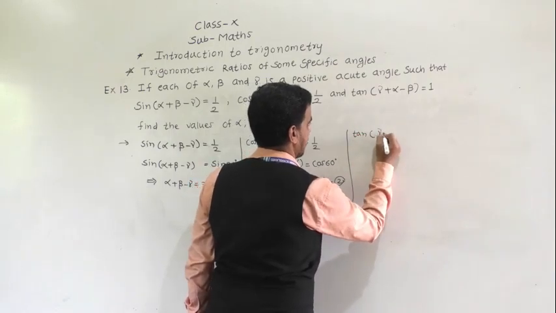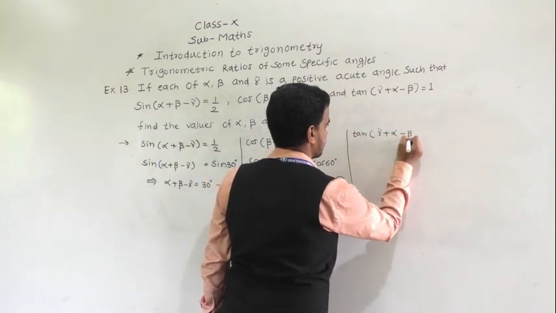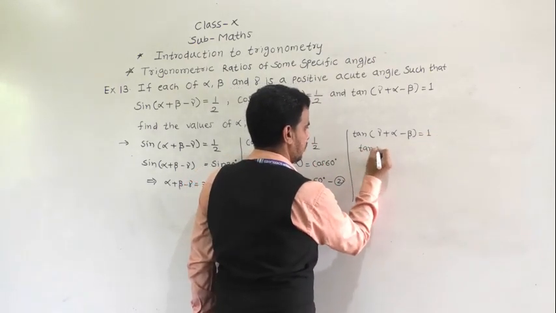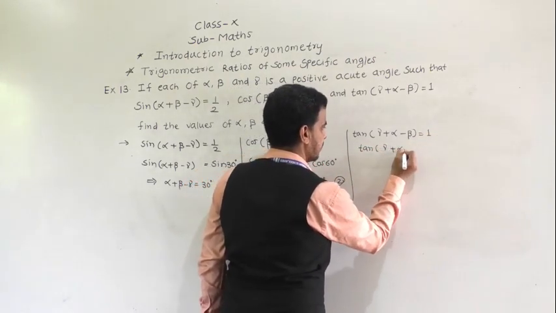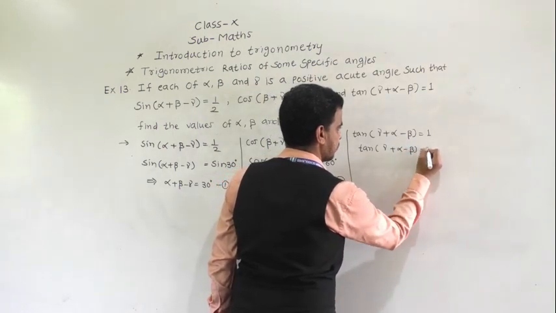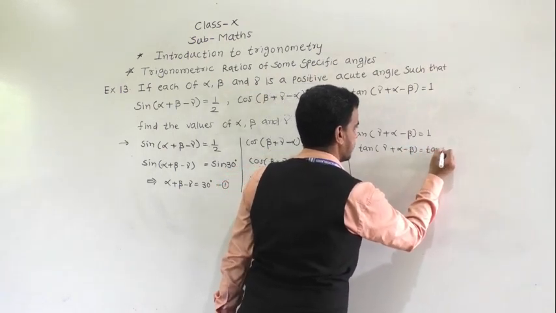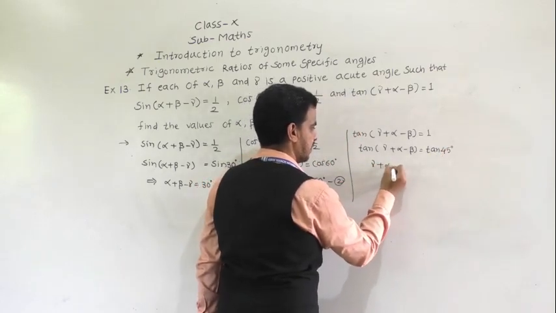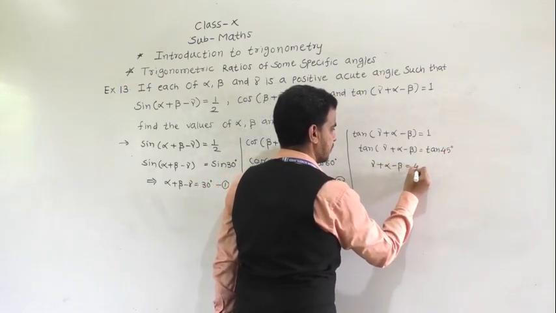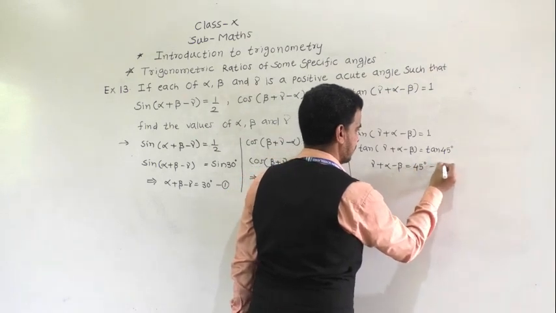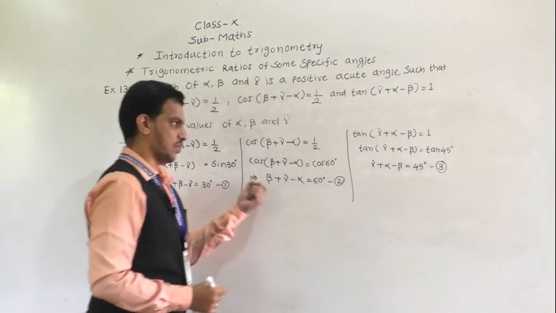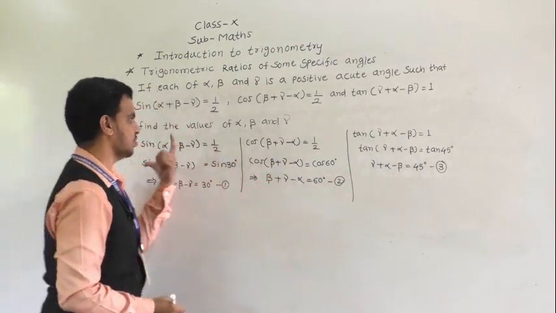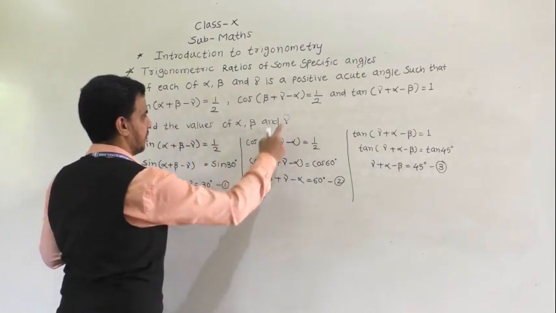And equation 3 we will get from this. Tan of gamma plus alpha minus beta is equal to 1, given. We have to replace 1 by tan 45 degree, okay? So gamma plus alpha minus beta is equal to 45 degree. This is equation 3. So now we have to solve equations 1, 2 and 3, and find the values of alpha, beta and gamma, okay?